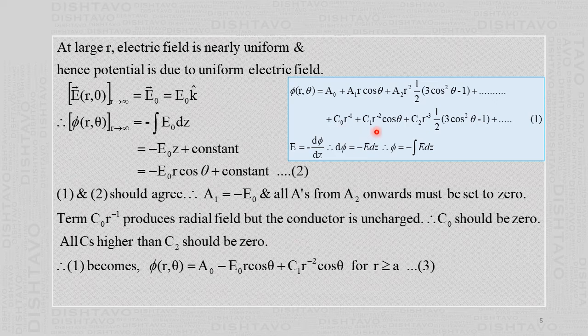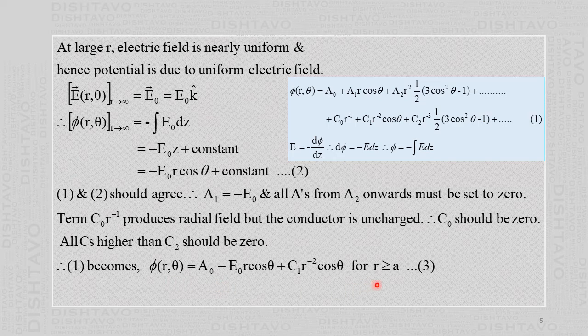Then C1 r raised to minus 2 cos theta can be there. But C2 r raised to minus 3, times half of 3 cos squared theta minus 1, cannot be there, because this part of the potential is inversely proportional to r cube, and that is true for dipoles. So C2 is 0, similarly C3 is 0, and all C's higher than C2 should be 0. So this equation 1 can be written as phi of r theta equals A naught, then A1 is minus E naught times r cos theta. Other terms are 0 here. What is remaining is C1 r raised to minus 2 cos theta.